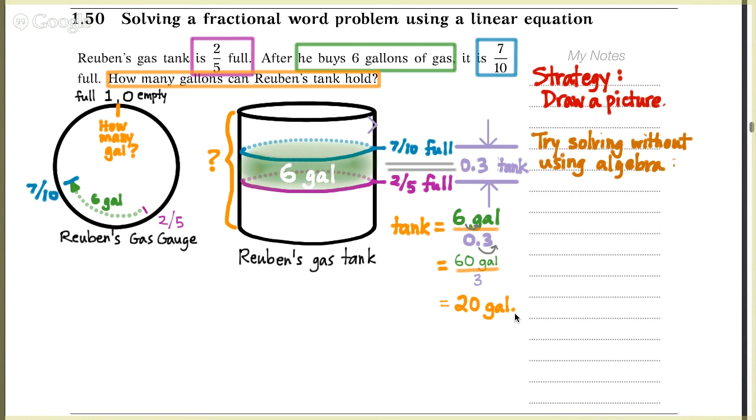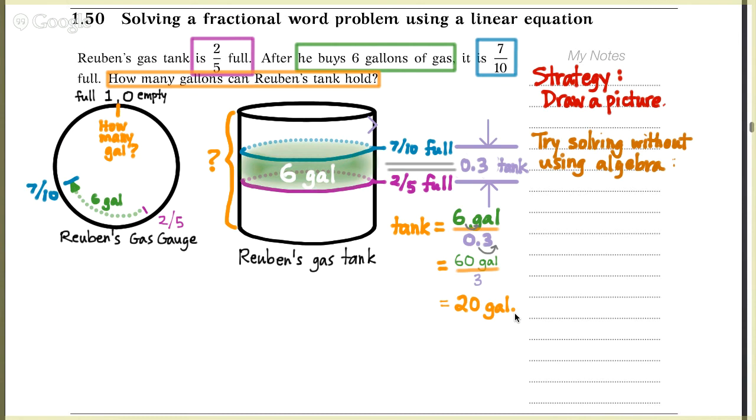Let's talk our way through the problem one more time. This would have meant that Ruben started at 2/5 full. At 2/5 full, he would have had 2/5 of 20. That's 8 gallons in his tank in the beginning. So Ruben started with 8 gallons.